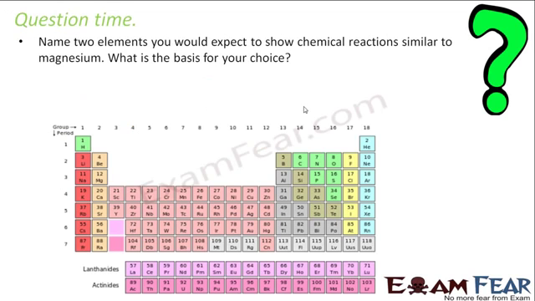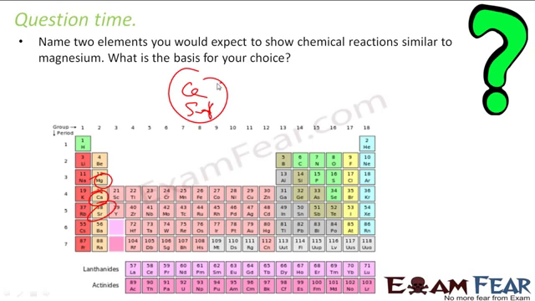Name two elements which you expect to show similar properties as magnesium. Where is my magnesium? This is magnesium. So I know that elements in the group will have similar properties, so I can pick any of these elements. I can pick calcium and strontium. These two elements will have the same chemical property because all these are part of the same group and they have a valency of 2. If you take any group, they'll have similar chemical properties.